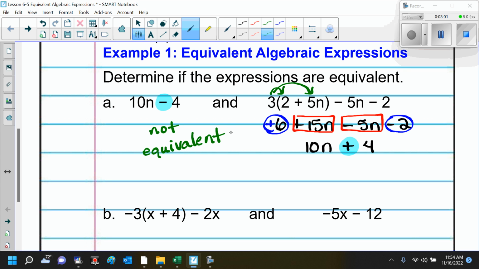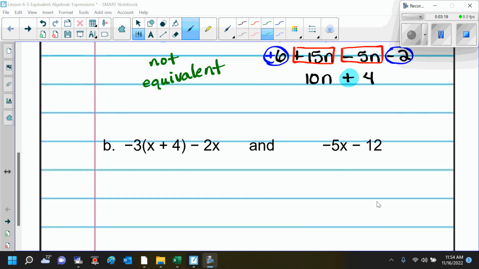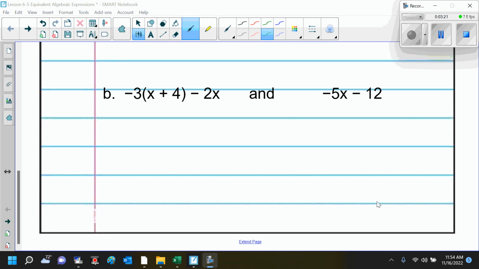Is everybody clear what we just did? So we know this one's simplified. We had to simplify the second expression. And then once we have them both simplified, then we can compare. And then when we compare, we decided this is not equivalent. Take 2 minutes and do example B with your table partners.